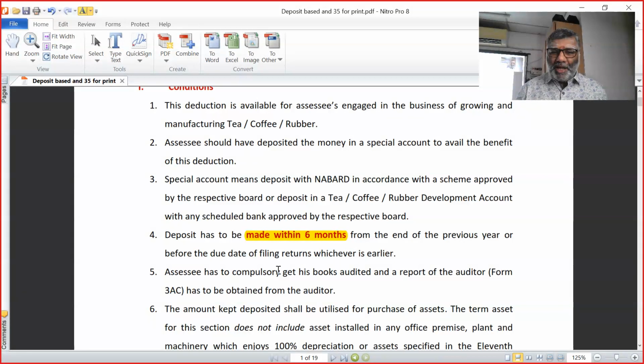The next condition, the assessee has to get his books compulsorily audited. Anyway, it is October 31st. You need not fall under 44AB for this. Anyway, it is October 31st, remember. So, mandatory audit. Compulsorily, the assessee has to get his books audited. Because whenever there are conditions in income tax law, there needs to be an honest person to certify.